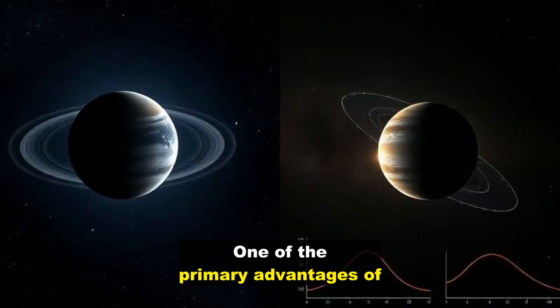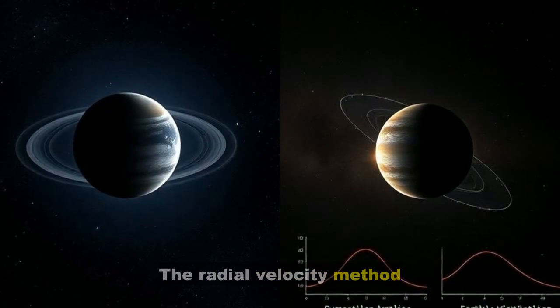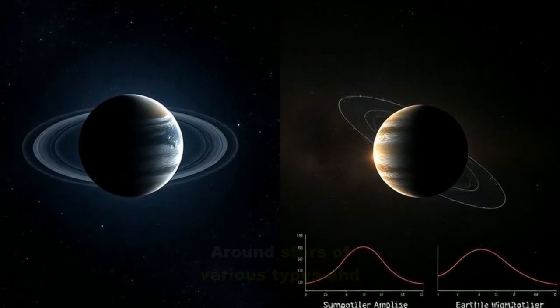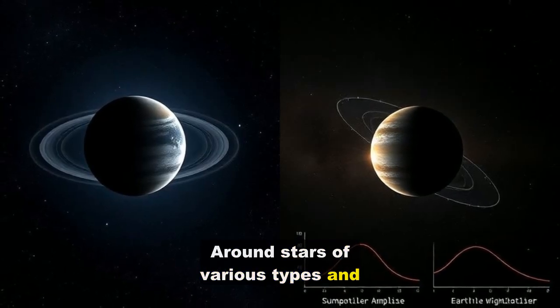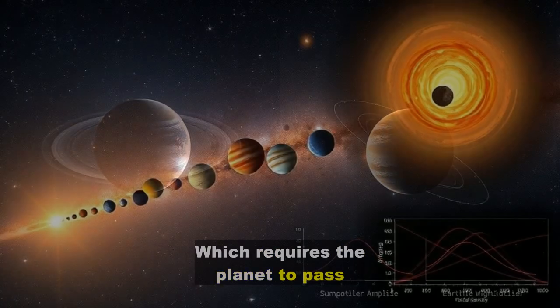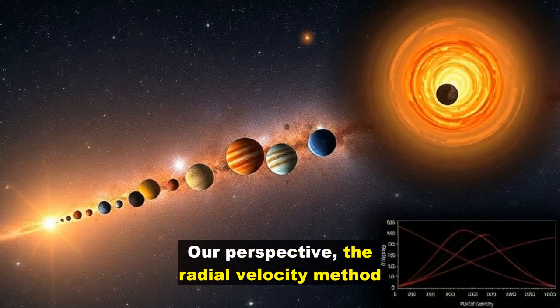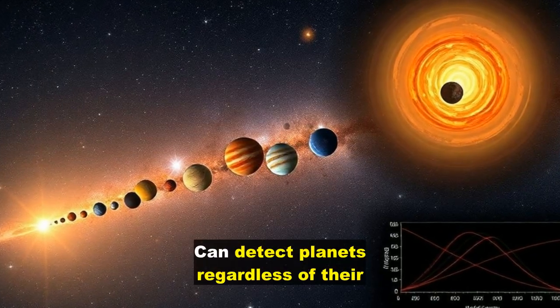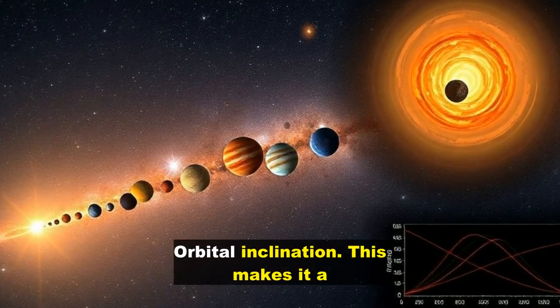minimal. One of the primary advantages of the radial velocity method is its ability to detect planets around stars of various types and ages. Unlike the transit method, which requires the planet to pass in front of its star from our perspective, the radial velocity method can detect planets regardless of their orbital inclination.